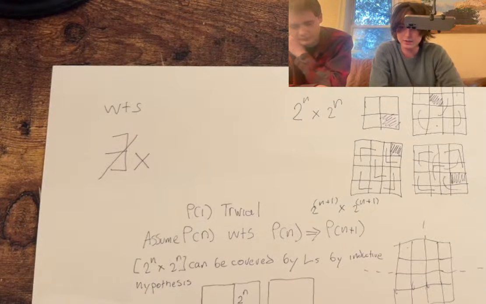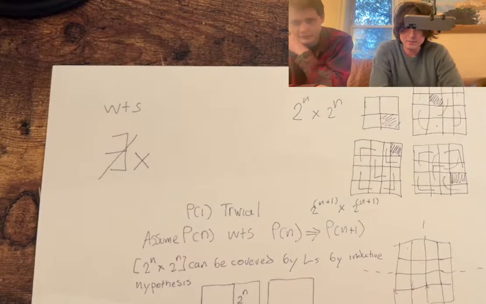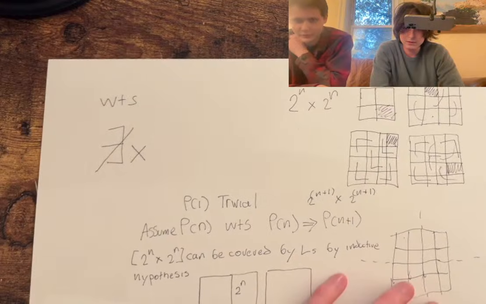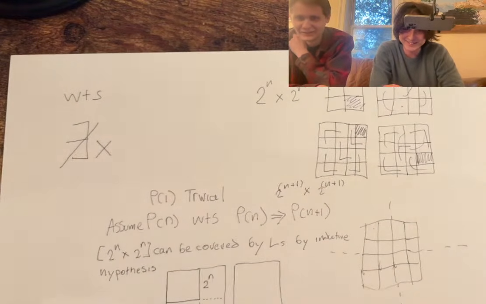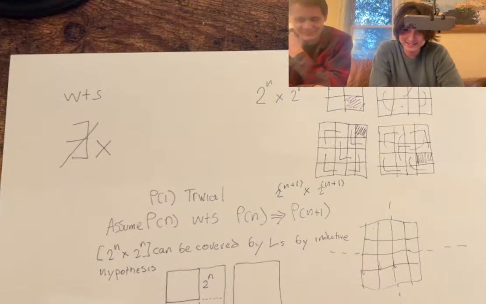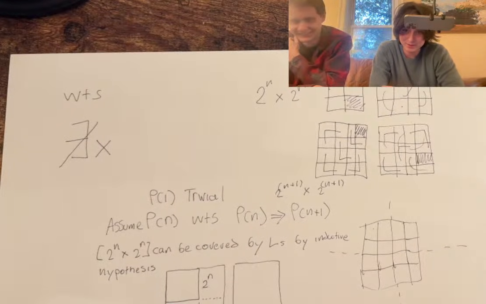I don't think anyone would. Nobody doubting in the chat. Nobody batting an eye. Come on, guys. We can't cover all the squares. There's no way. Putting an L in the middle to remove a square from each. Yeah.